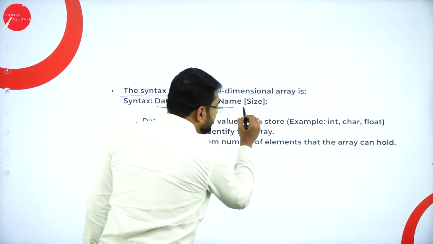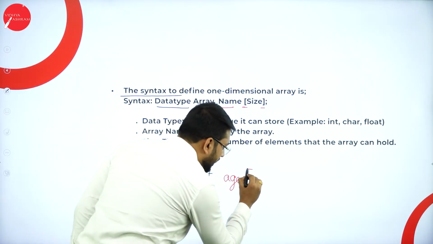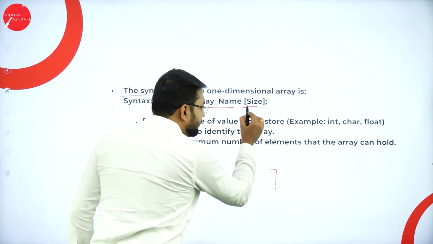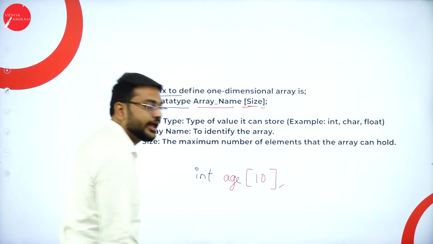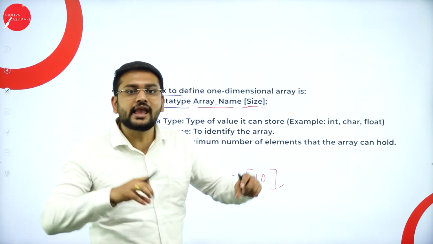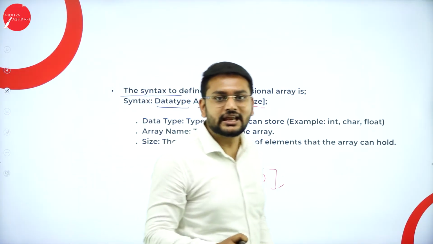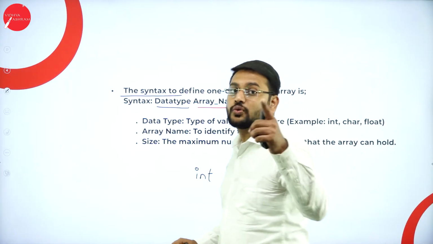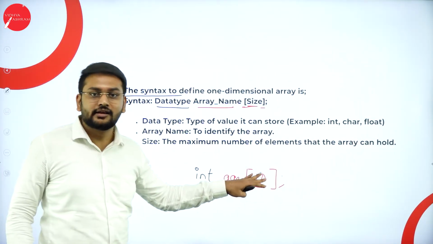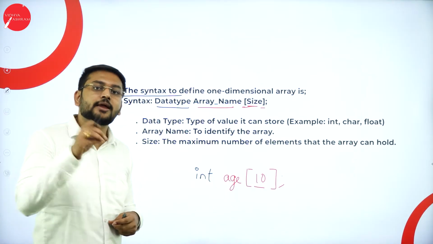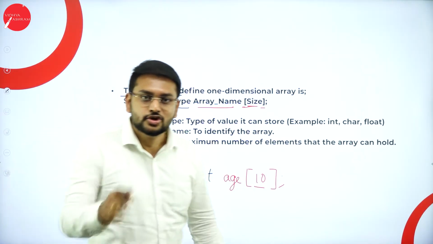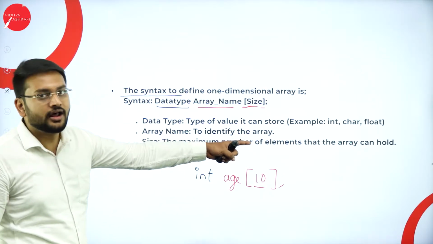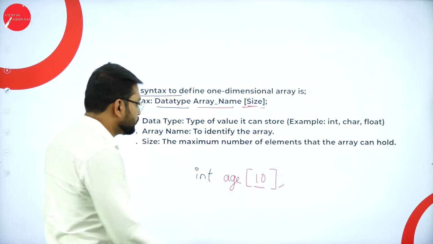Then followed by, observe, you have to write the square bracket. Only then you will be specifying the size of the array. Sir, size of the array in the sense capacity of the array. How many elements you are going to store inside the array is what I will call the size of the array. If I have mentioned 10 as the size of the array, I will be able to store 10 elements in the array. So find the maximum number of elements that our array can hold.